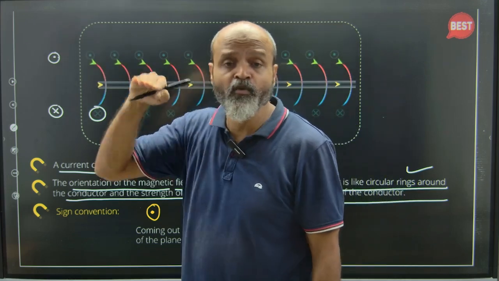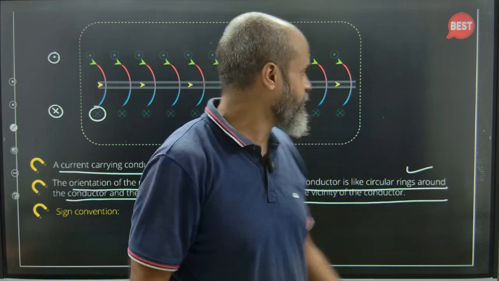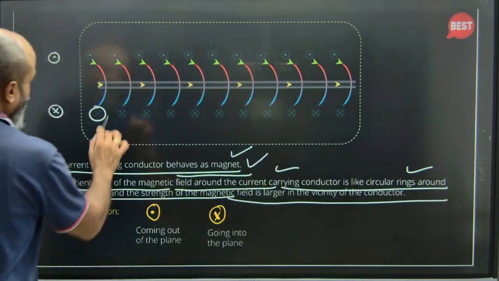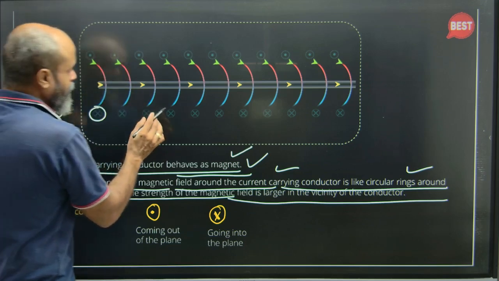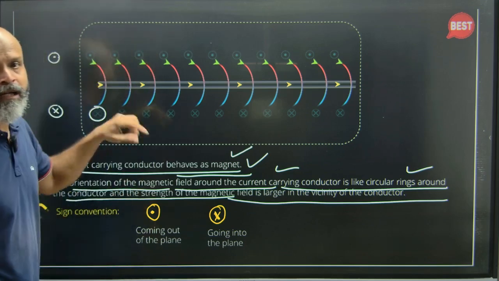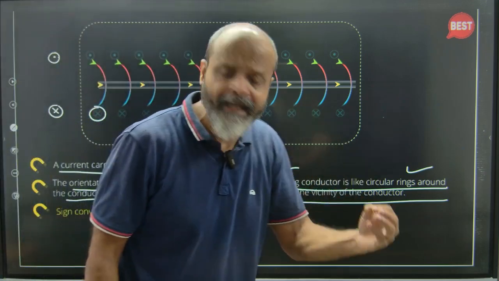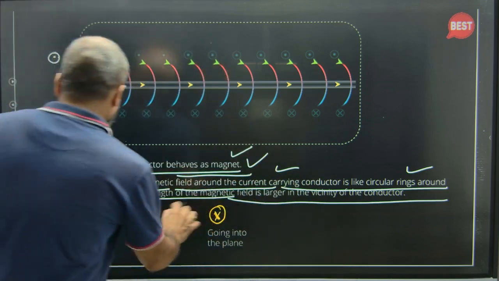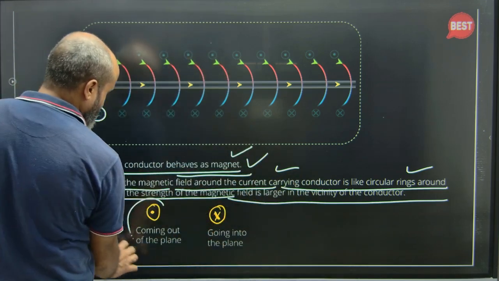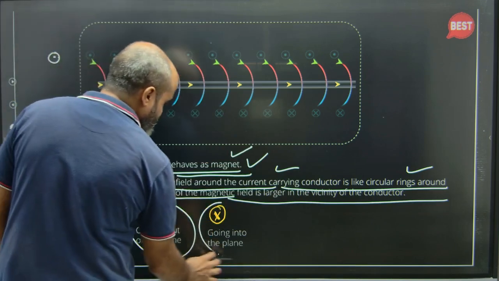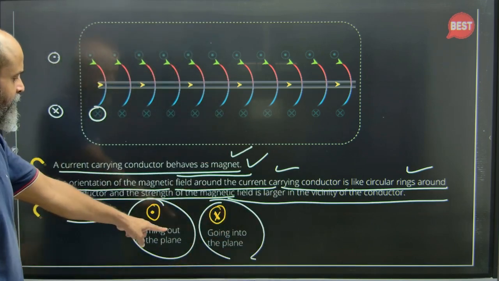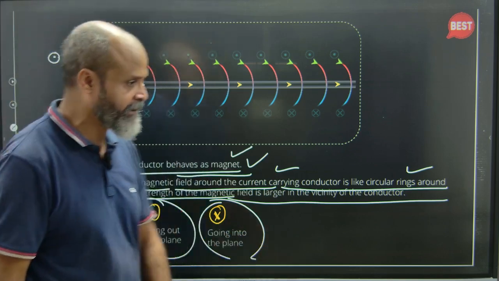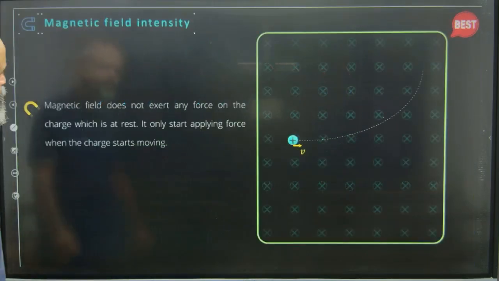This is magnetic field towards you or coming outside. Okay. So now obviously, the closer you are to the current carrying conductor, the stronger will be the magnetic field. Okay. So sign convention, this is basically coming out of the plane and this is going into the plane. Okay, let's move ahead with the next topic here.